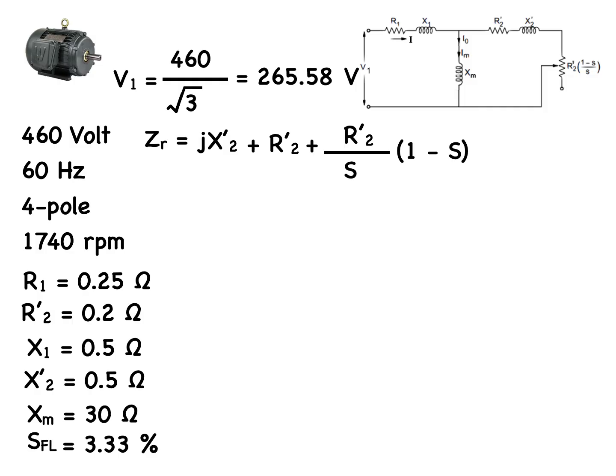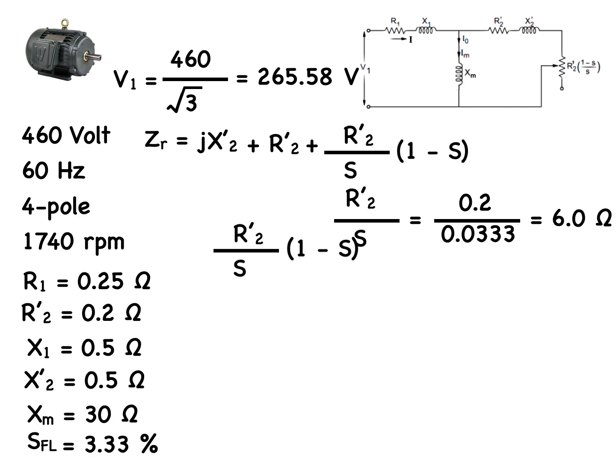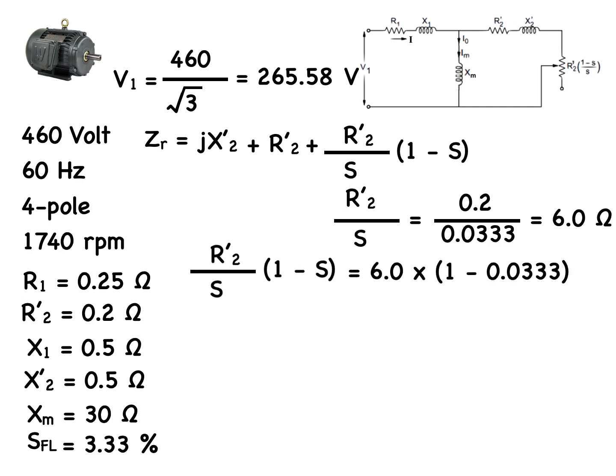First, let's look at the fraction R'2 all over S. That equals 0.2 all over 0.0333, and ultimately that will be reduced to 6 ohms. Now let's look at the same fraction multiplied by the quantity 1 minus S, which is 6 times the quantity 1 minus 0.033, and that works out to 5.80 ohms.